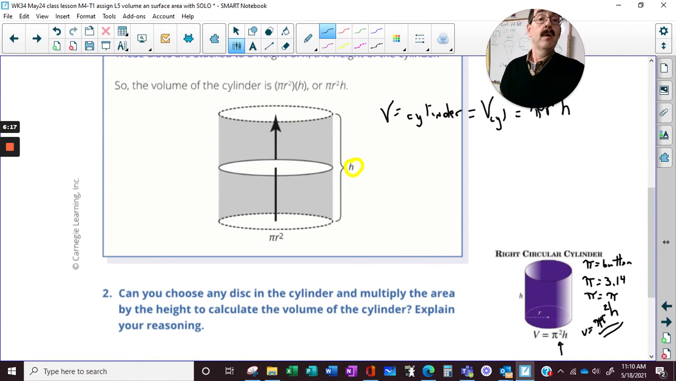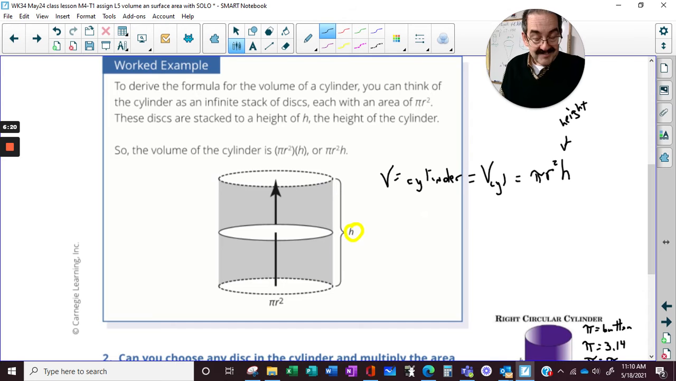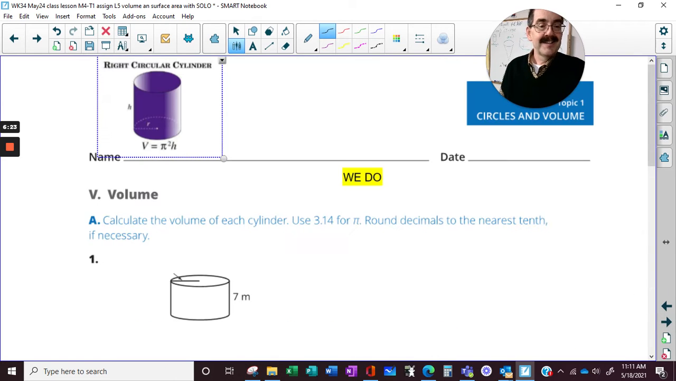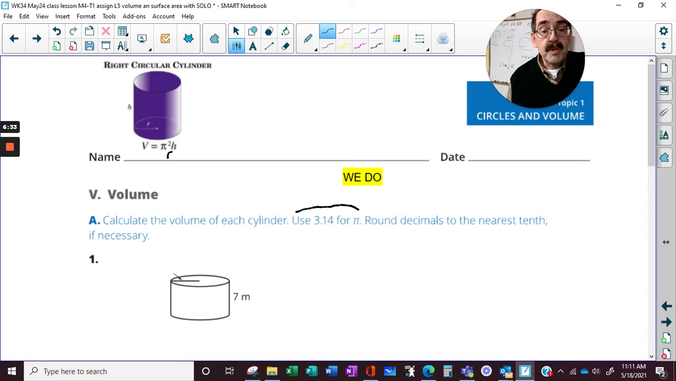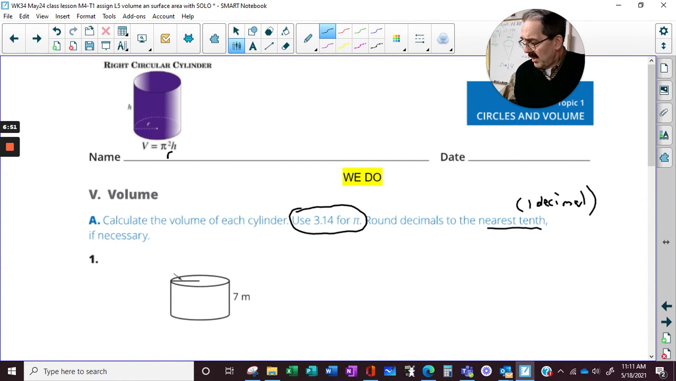Okay, so now we have our volume of the cylinder. Let's do some practice. Again, don't forget, there's supposed to be an R in here. Okay, calculate the volume of each cylinder. In this case, we'll use 3.14 for pi, round decimals to the nearest tenth. Make a note, tenth is 1 decimal. All right, so Mr. Miller's handed out your note-taking sheets for the week. We just demonstrated that a cylinder is nothing more than a whole bunch of these little discs stacked up.